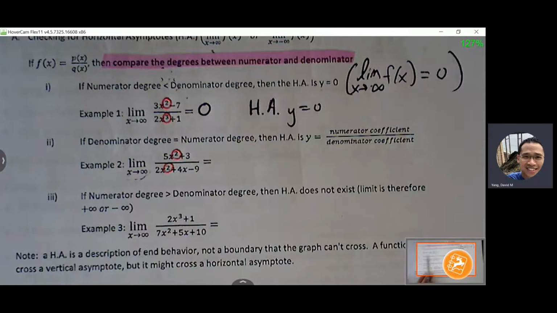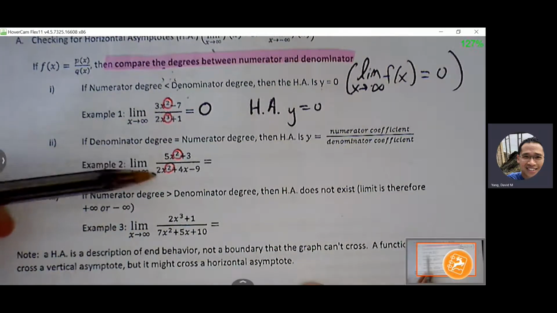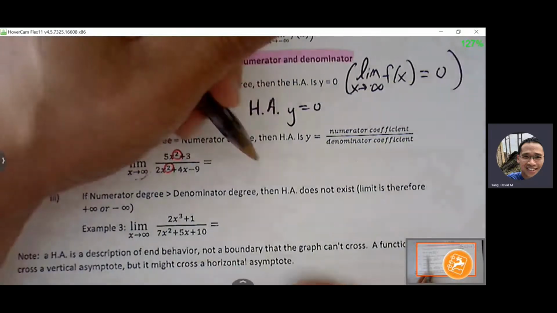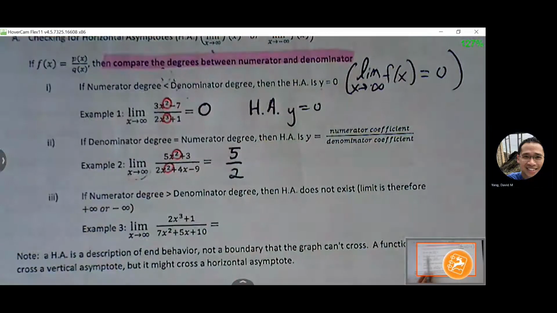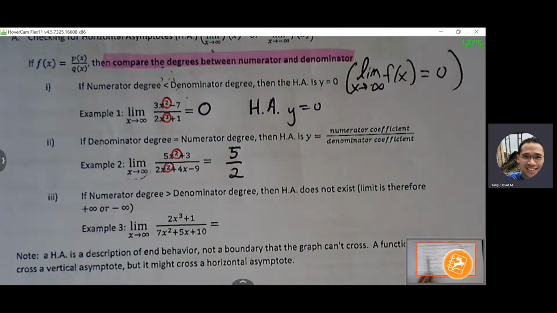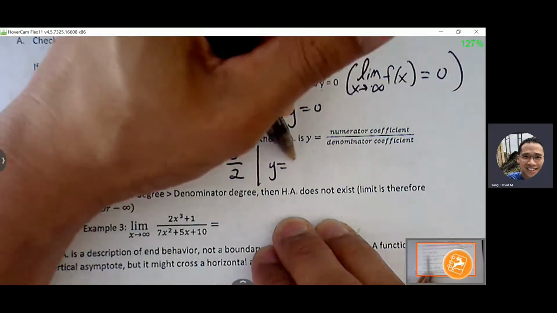Degrees are the same. That means they're both growing at the same rate. And then they're growing at a rate that is relative to that ratio. So it's just going to be equal to 5/2. Which means that our horizontal asymptote is also y equals 5/2.